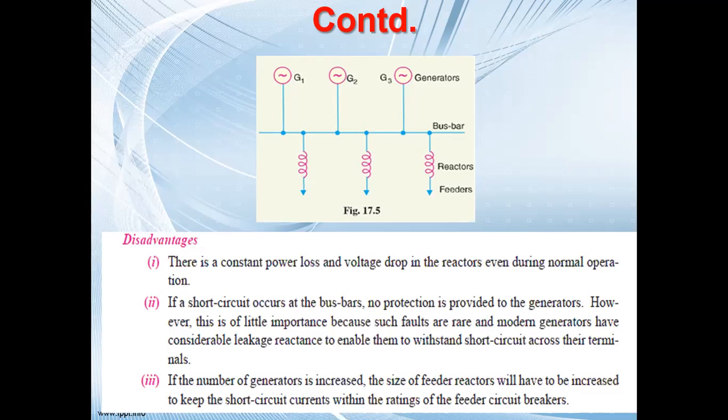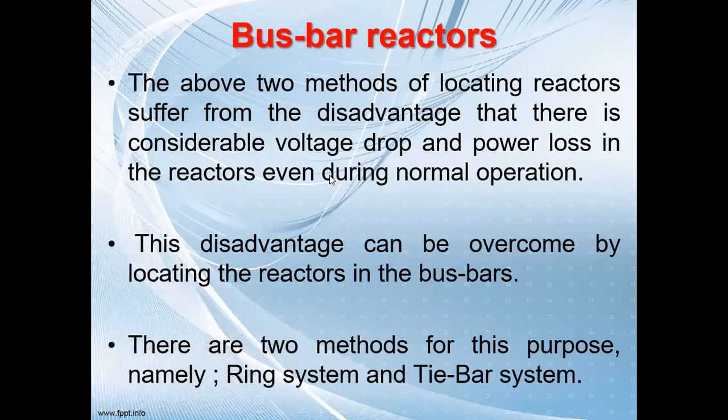So if the number of generators is increased, the size of the feeders will have to be increased to keep the short circuit currents within the ratings of the feeder circuit breakers. Obviously, if you are increasing the generator capacity, then this capacity has to be increased.